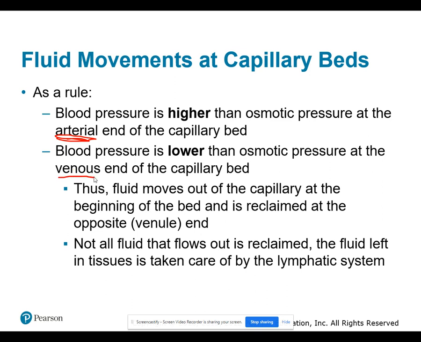Veins have lower pressure. The reason why it is very important to have it this way is, if blood pressure is lower than osmotic at the venous end, fluid will move out of the capillary at the beginning of the bed, and it's going to be reclaimed on the opposite end. So it can take out that fluid, do its little gas exchange and nutrient exchange, and then give it back. Now, not all fluid that is exchanged between your capillary bed and your tissue is reclaimed. Some of that fluid gets left in that tissue. You get pooling fluid, and that's usually taken care of by your lymphatic system.